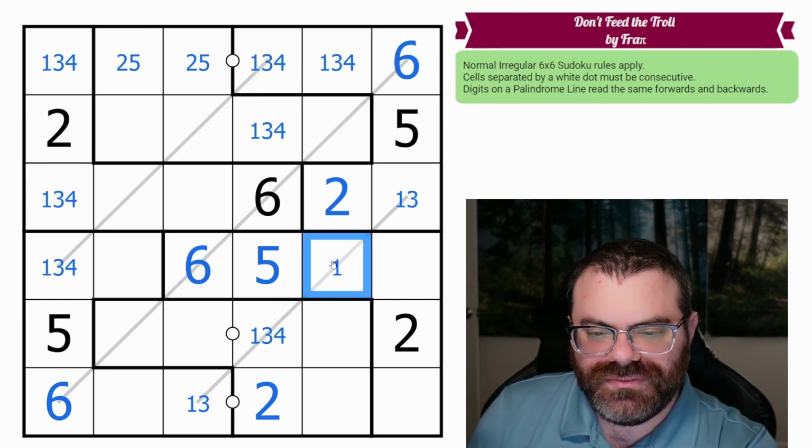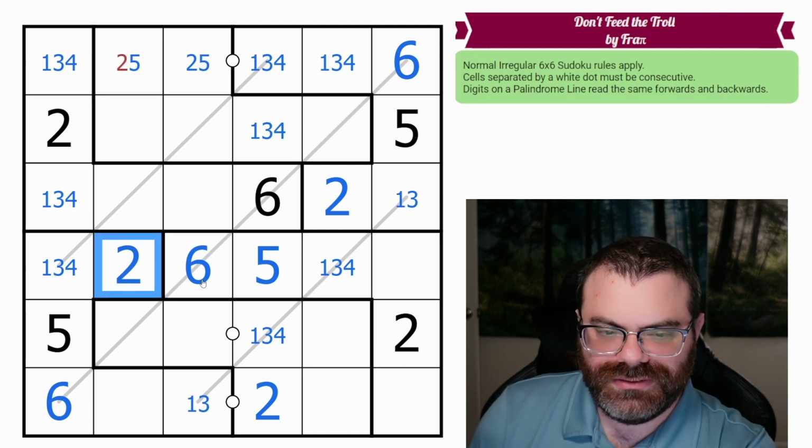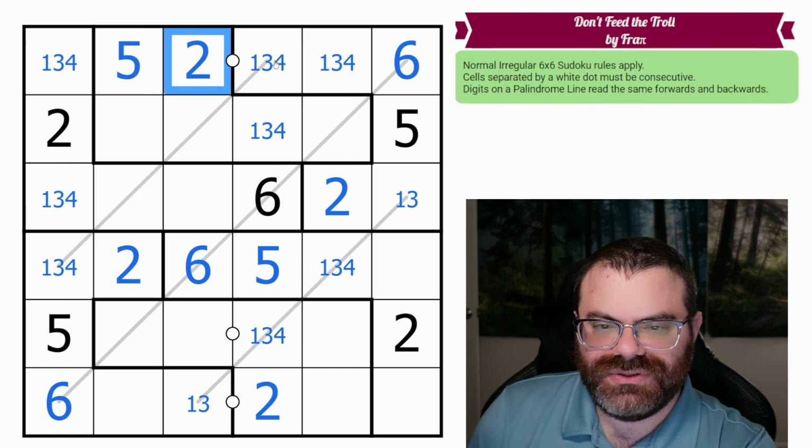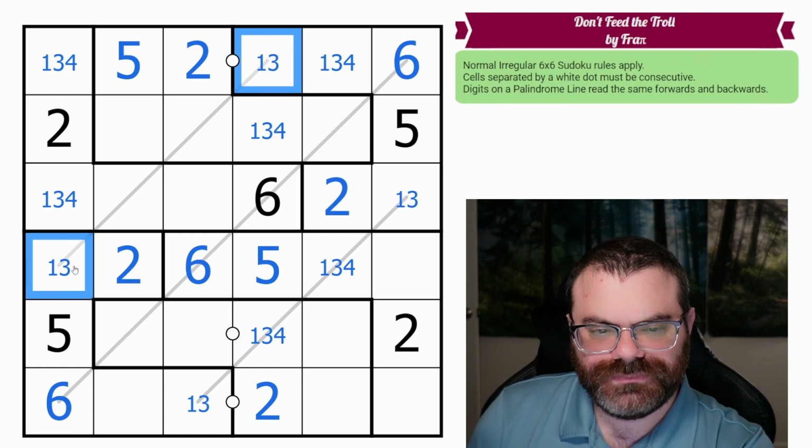What are we going to do with that? This 1, 3, 4 goes here. It's cloned there. So we are going to need a 2 in this row, which goes here or here. Ah, no, actually it can't go here. Okay, so 2 in this row is only here then. That makes this 5 and 2. So this is a 1 or a 3 also. So that's a 1 or a 3 because it's cloned.